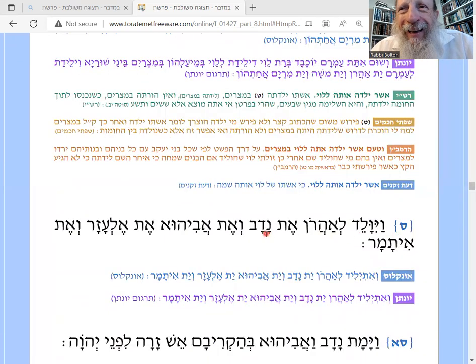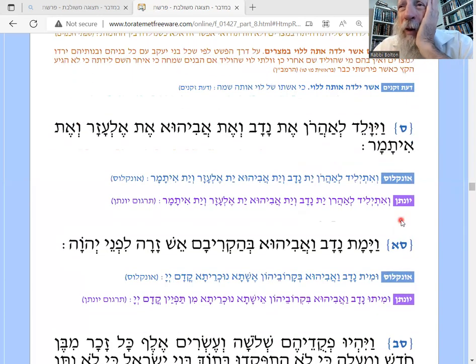Aaron gave birth to four sons: Nadav, Avihu, Elazar, and Itamar. Now there's a question that's asked: how can this be? A man is not allowed to marry his own aunt. A person can't marry his aunt, though a girl can marry her uncle. So there are various answers given to that question. Nevertheless, it's a question.